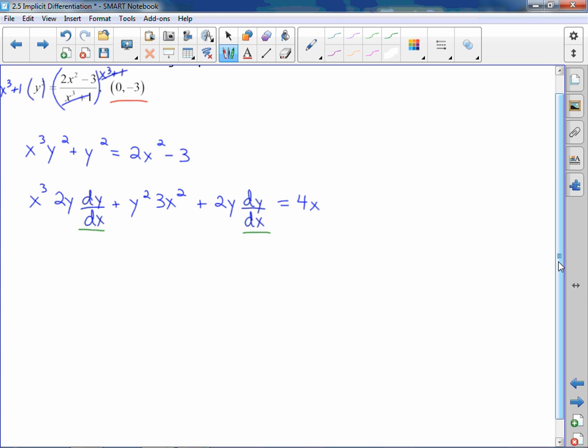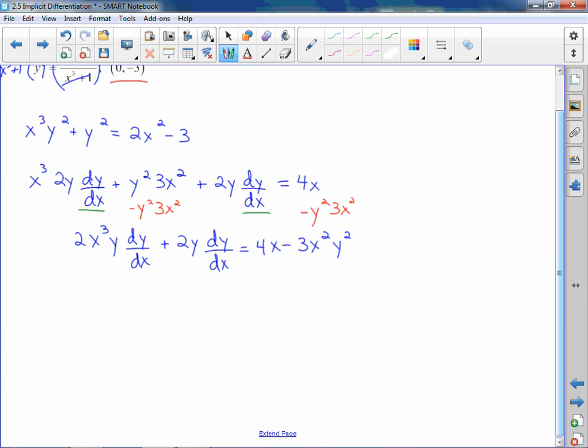All right, so now we have, getting these two terms together, 2x cubed y dy/dx plus 2y dy/dx. And I'm going to subtract this 3x squared y squared from both sides. So it's negative 3x squared y squared. And of course, we're going to rearrange that, so we get 4x minus 3x squared y squared.